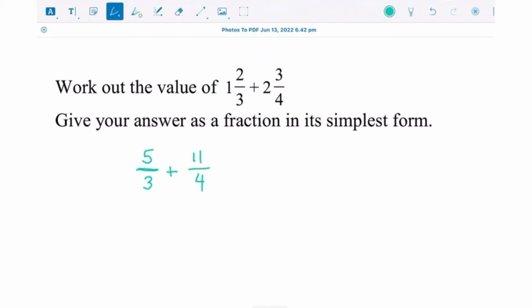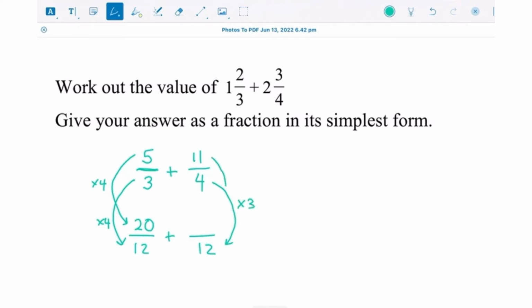Now when we add or subtract fractions, we need to make the denominators the same. So I'm going to make both of these out of 12. Now to keep fractions equivalent, whatever you times the bottom by, in this case that's 4, you need to times the top, the numerator, by the same thing. So if you've done 3 times 4 to get 12, you need to do 5 times 4, which is 20. On the second fraction, if I've multiplied 4 by 3 to get 12, I need to also multiply the numerator by 3. So 11 times 3 is 33.